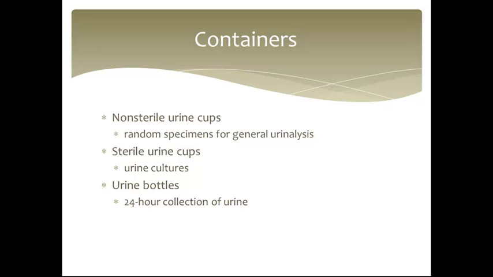Different containers that we use in the collection of urine are non-sterile urine cups for random specimens and general urinalysis. Sterile urine cups, usually used for urine cultures or when we suspect a urinary tract infection or any type of infection. And urine bottles, which are 24-hour collection containers that are usually brown in color and quite large.